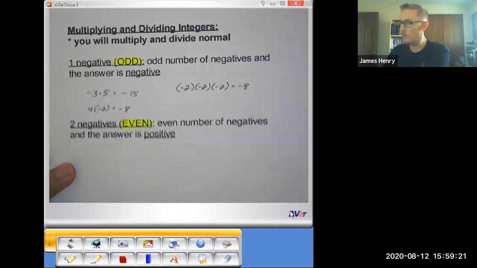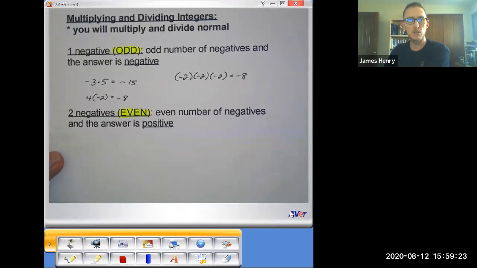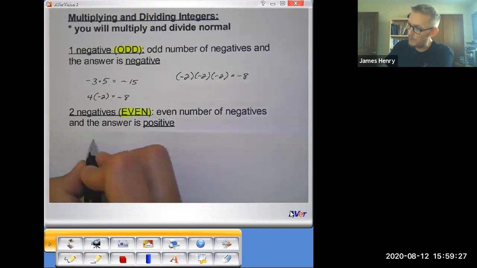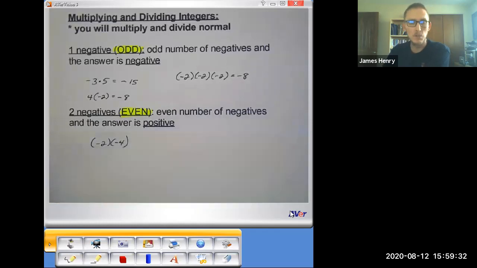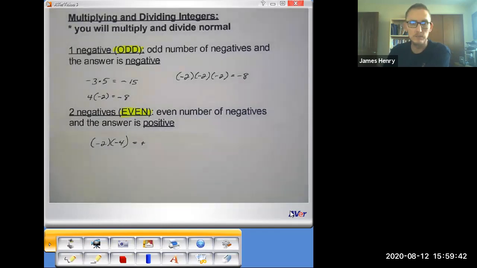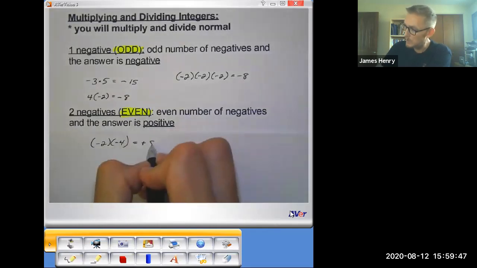And our other rule is then what happens if it's even or there's 2 negatives. Well, your most common example of that with 2 negatives would be in parentheses. And usually if both numbers have negatives, you're going to see it in parentheses. Well, this is 2 negatives in a problem, so I know that the answer has to be positive. And then I'm going to multiply 2 times 4, which is 8.